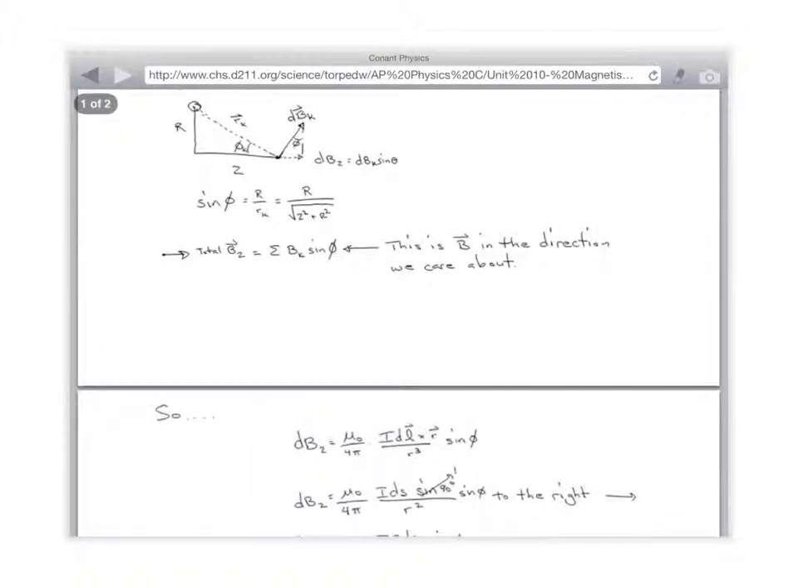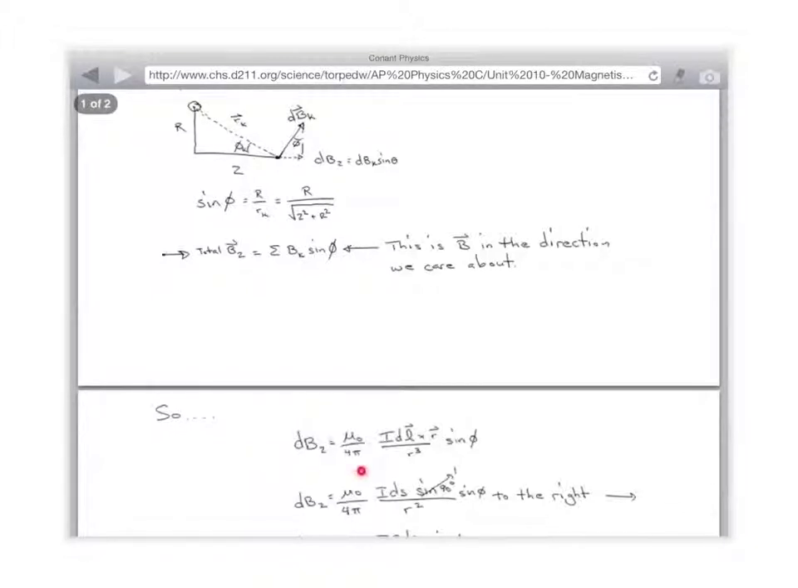If that angle is the same as this, and you can prove that to yourself with geometry, if this phi is equal to this phi, that means the sine of this angle is equal to the radius of the circle, capital R, over little r, which is the distance from the edge of the circle to point P. So sine phi in the end would be capital R over little r, or capital R over the square root of z squared plus capital R squared. So we need to put that term in.